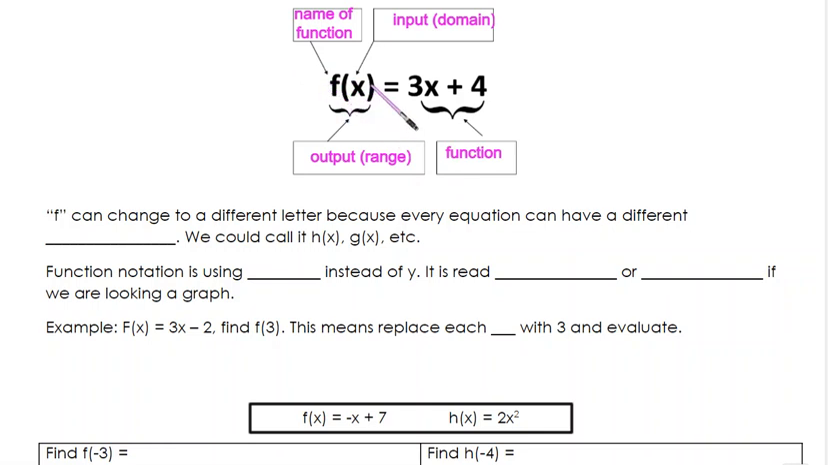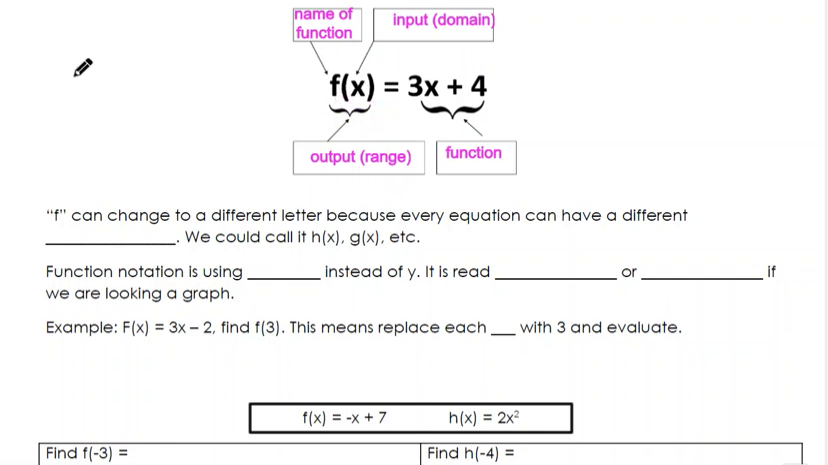This f is the name of the function. Sometimes you could have different letters, like down here I see we have an h. It could be a g, it could be whatever letter, but that's the name of the function. Inside the parentheses, we have our input, which is our x value. This whole thing we read as f of x. F of x is our output, our range.